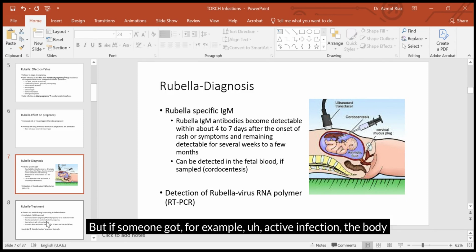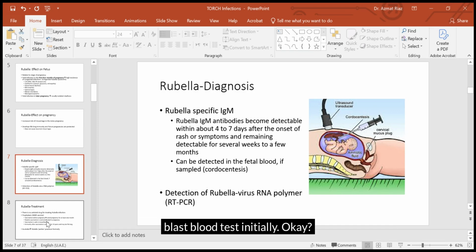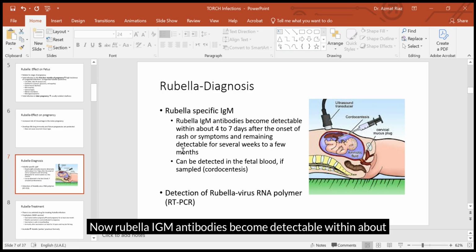Because we got the vaccine, we got it passively, and then we should have IgG in our system. But if someone got an active infection, the body develops antibodies as a protective mechanism. So the acute infection is the IgM type. Now, for rubella, we have to do serology, which means doing the blood test initially, and then we can do PCR later. Rubella IgM antibodies become detectable within about 7 to 10 days after the onset of rash or symptoms, remaining detectable for several weeks to a few months.